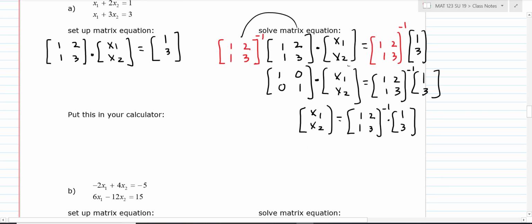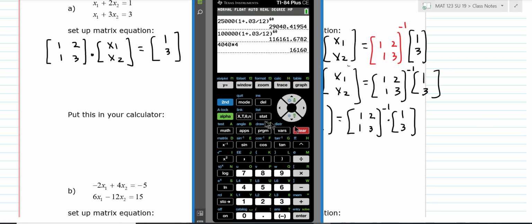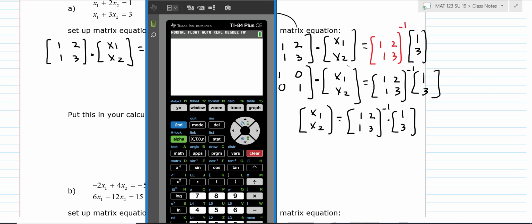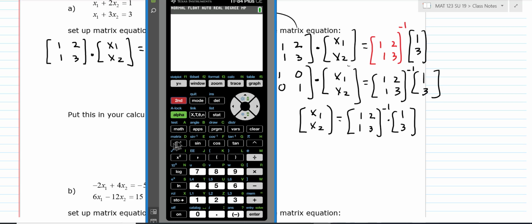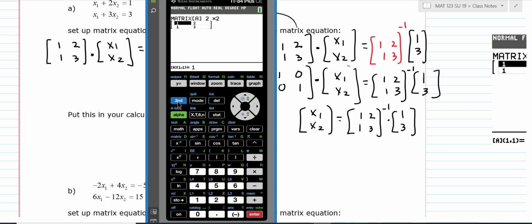I'm going to get out my calculator and show you what you would do with this. I'm going to clear everything off and put these two matrices in my calculator, this one in matrix A and this one in matrix B. So I go second matrix, then edit, and I'm just going to put matrix A. That matrix A is a 2x2, so I put in a 2x2 matrix. Then I put in the numbers 1, 2, 1, 3. This is your coefficient matrix. So that gets put in your calculator. I'll slide that over the side for reference, and then I quit.